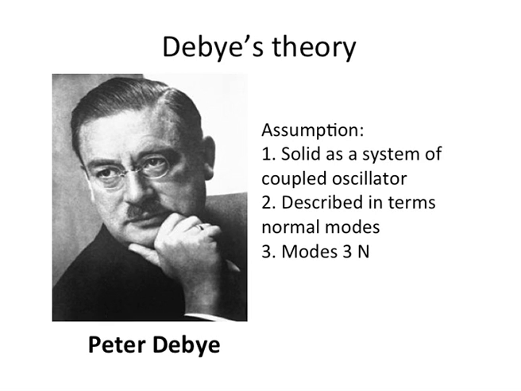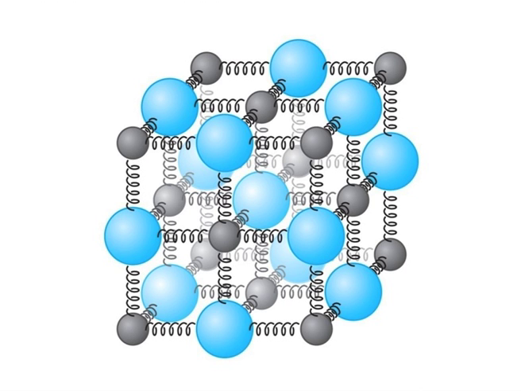3 times means x direction, y direction, z direction. N is the number of atoms given by Avogadro number. You can see in this particular visual that these are the atoms. They are having spring-like structures here.